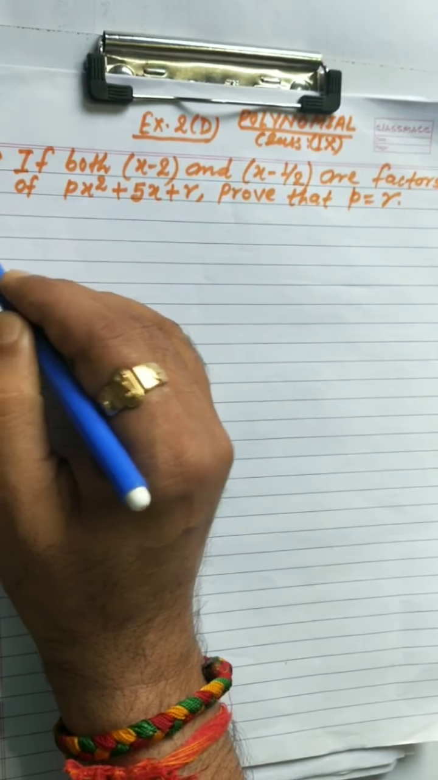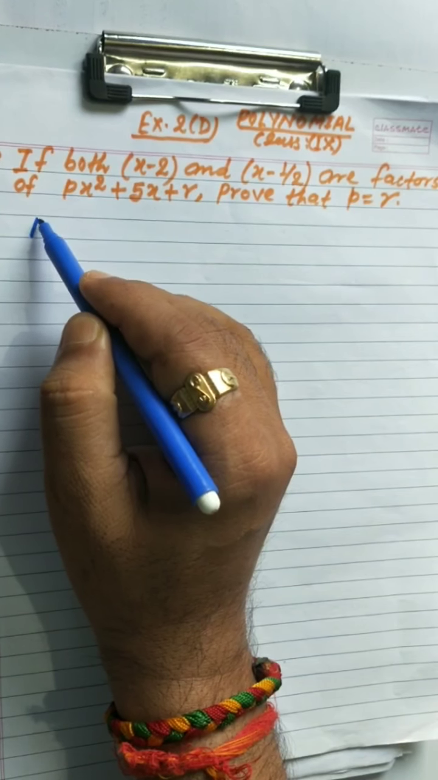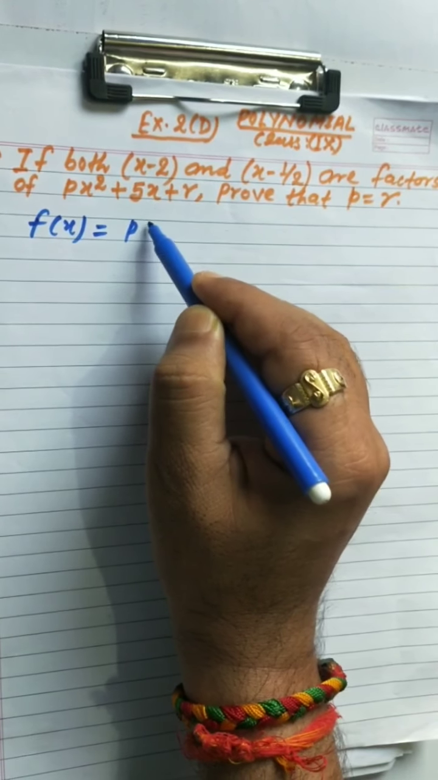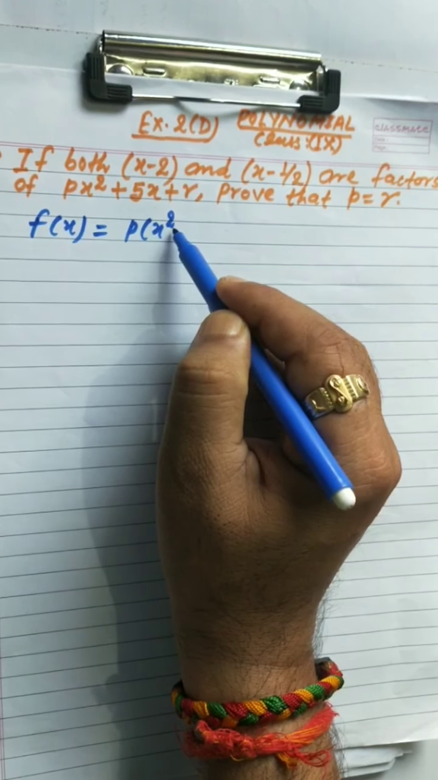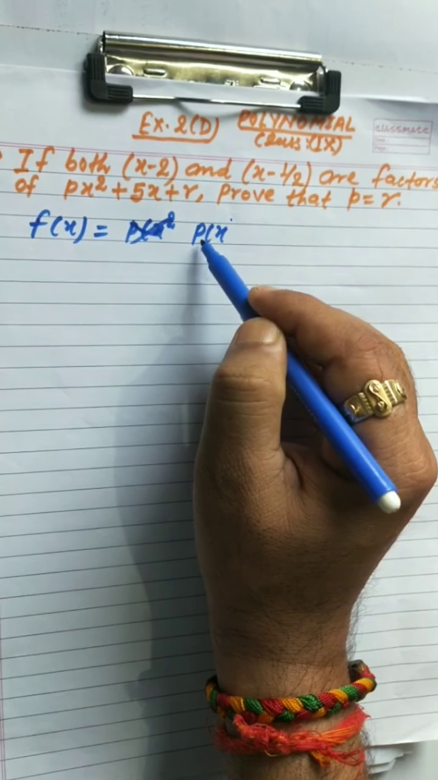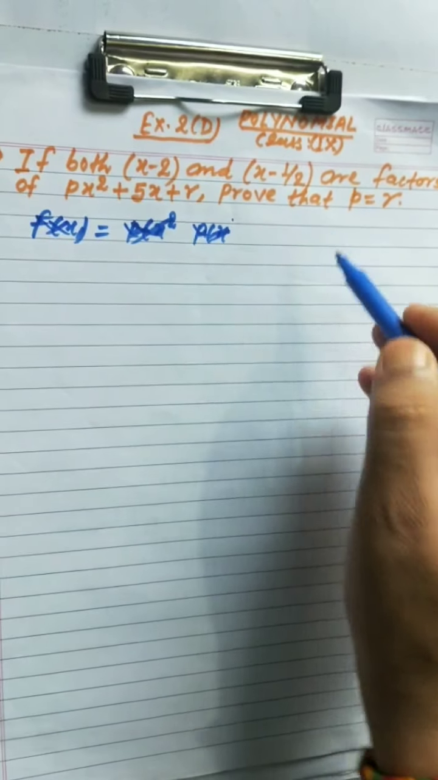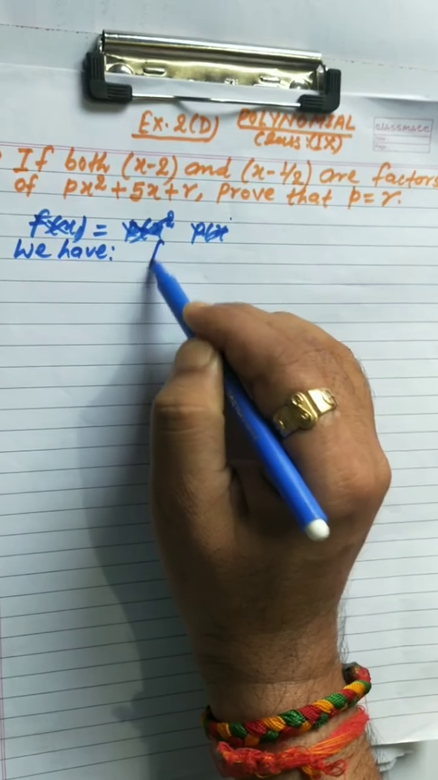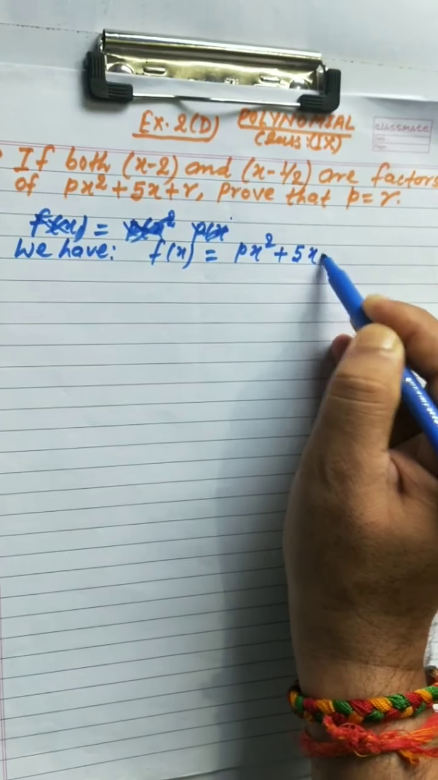So let us write here first the given polynomial. p is already given, so let us suppose f of x is equal to px square plus 5x plus r.